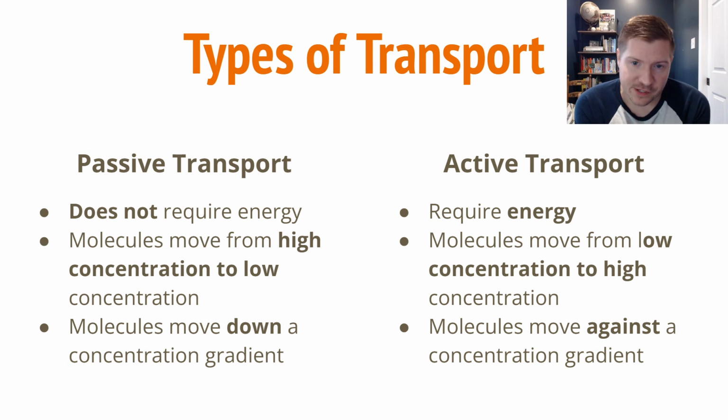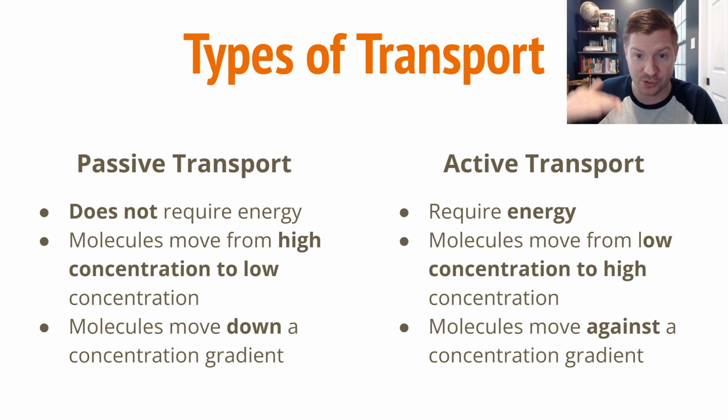So starting off with passive transport. It's called passive because it does not need energy. The cell does not have to expend ATP in order to carry it out. Molecules move from a high concentration to a low concentration, which means they're moving from where there are a lot of them to where there are fewer of them. And so we say that is moving down the gradient, going from high to low concentration. Not high to low like altitude high to low, but just from where there's a lot to where there's not as much.